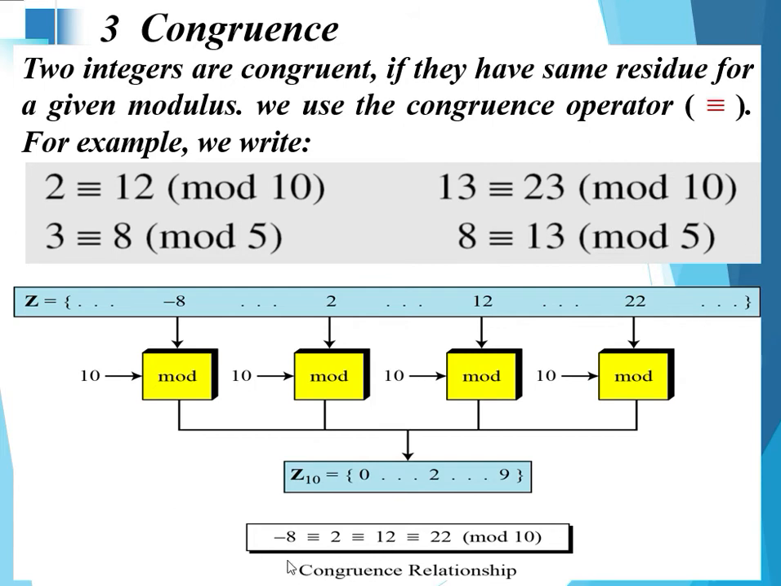Here you can see an example of the congruent relationship. If we do negative 8 mod 10, it is equal to 2. 2 mod 10 is equal to 2, 12 mod 10 is also equal to 2, and 22 mod 10 is also equal to 2.